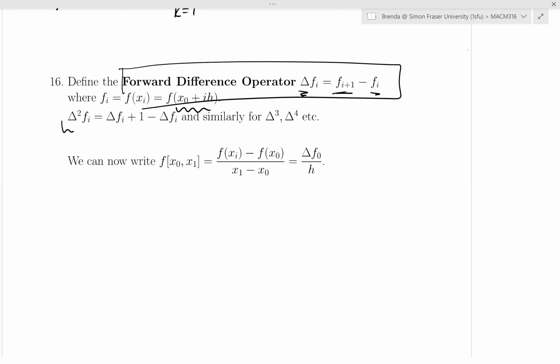We then define the delta squared to be, and this should be fixed, this is plus i subscript. So that's delta F_{i+1} minus delta F_i. And then we just keep going like this. And that allows us to write the first divided difference in this manner right here.